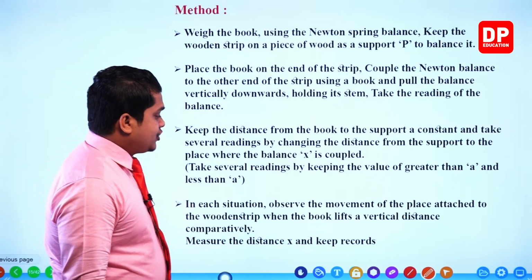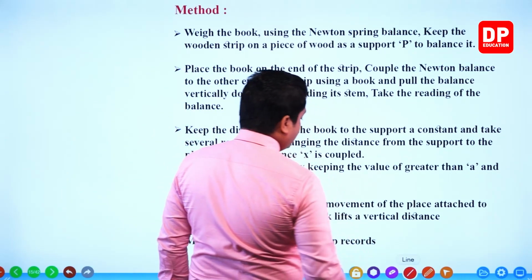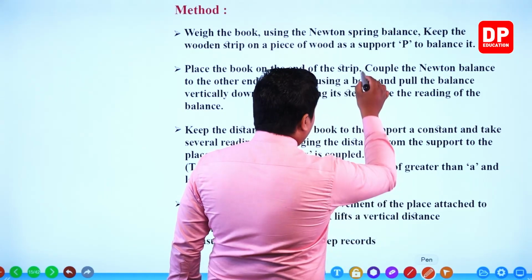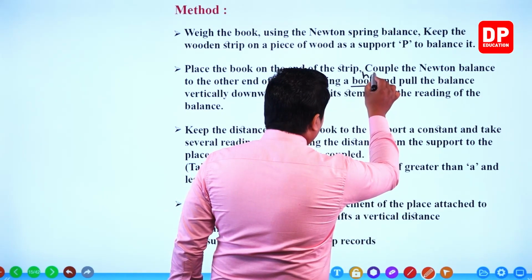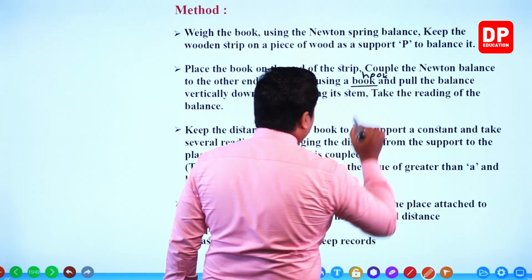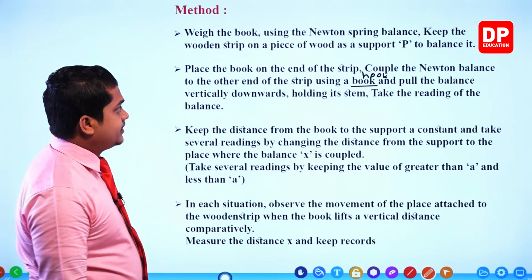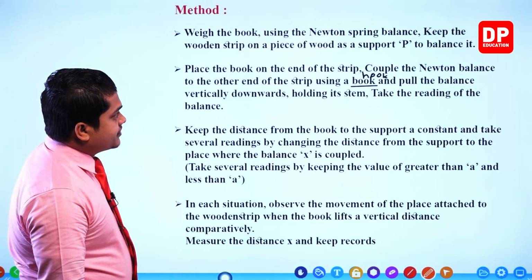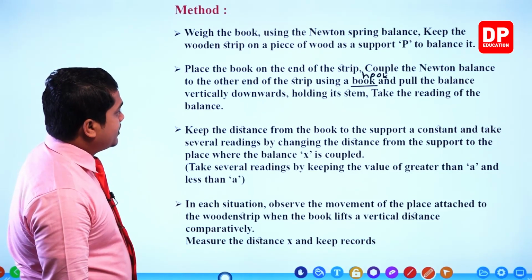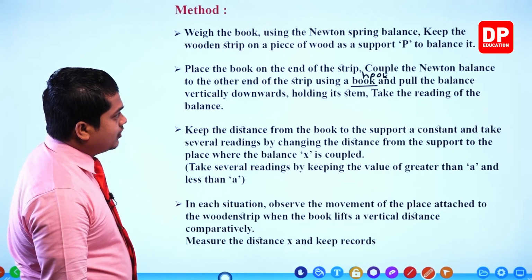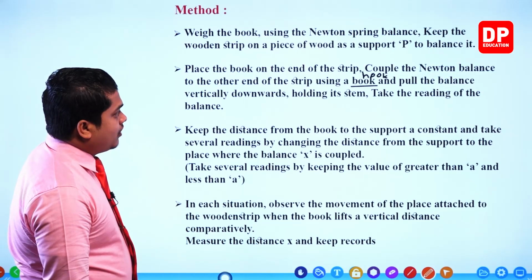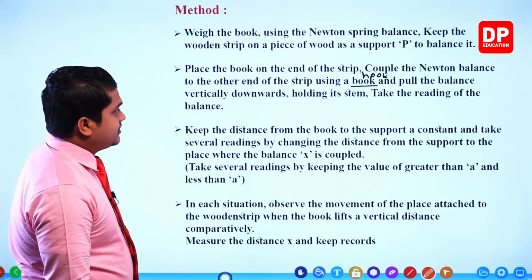Actually, it should be hook, right? Using a hook, not book. In your textbook also there is an issue. It should be hook. So, place the book on the end of the strip. Couple the Newton balance to the other end of the strip using a hook and pull the balance vertically downward, holding its stem. Take the reading of the balance.